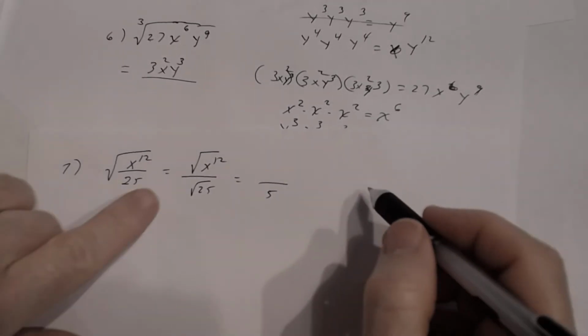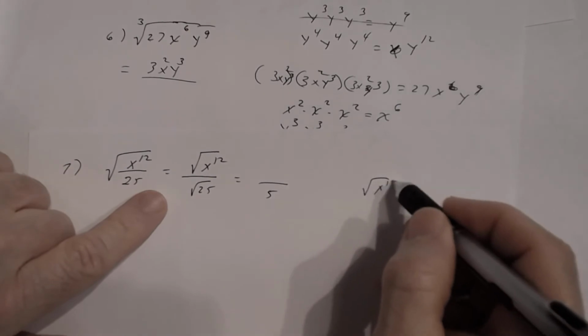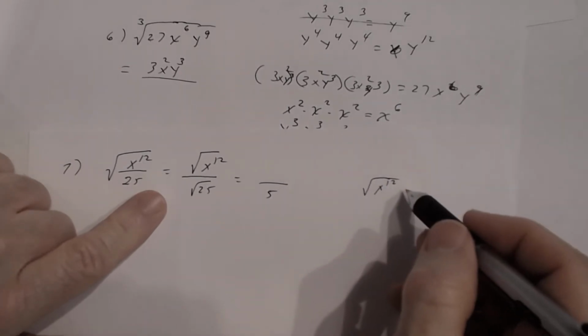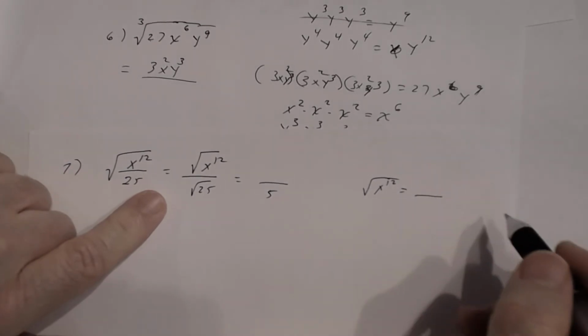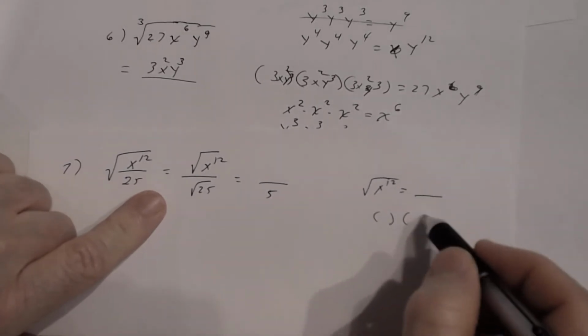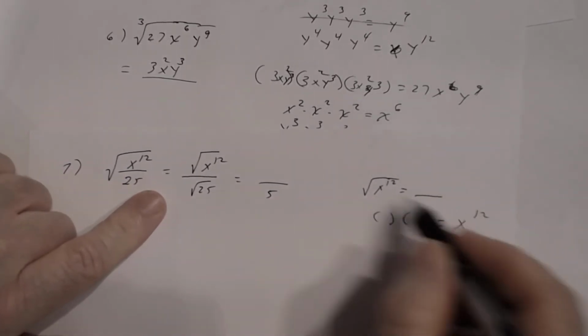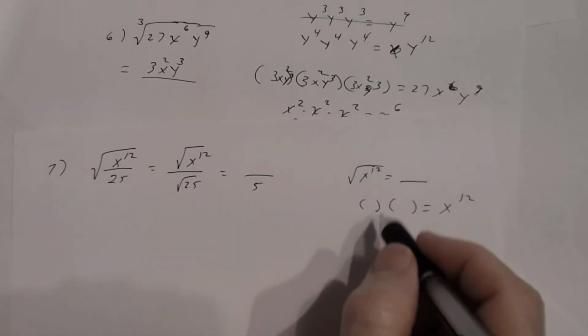But let's go to the square root of x to the 12th. Let's look at that for a moment. You just go off to the side sometimes, and it does help if you think about it on the side. So the square root of x to the 12th. So what times itself twice is x to the 12th? Because it's square root, right?